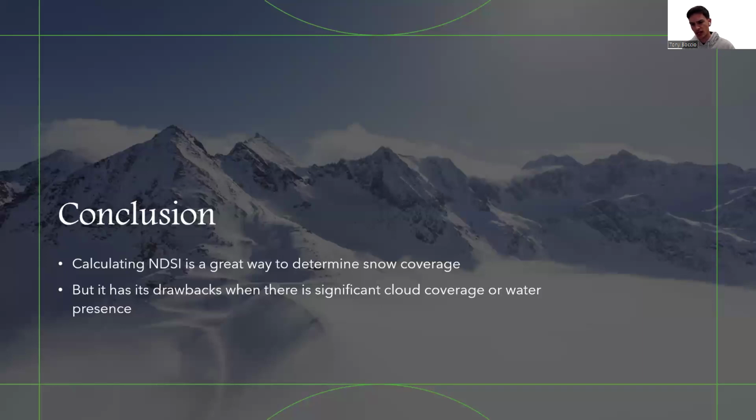So in conclusion, calculating NDSI is a great way to determine snow coverage, but it has major drawbacks when there is significant cloud coverage or significant water presence. So employing other methods is often necessary to ensure that the NDSI calculations are accurate.